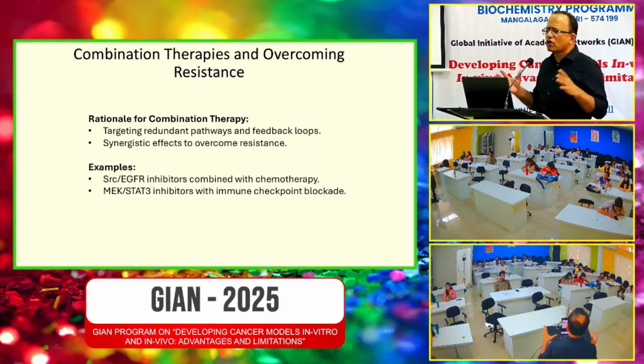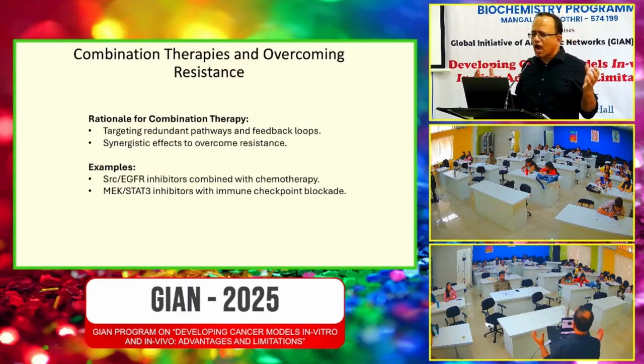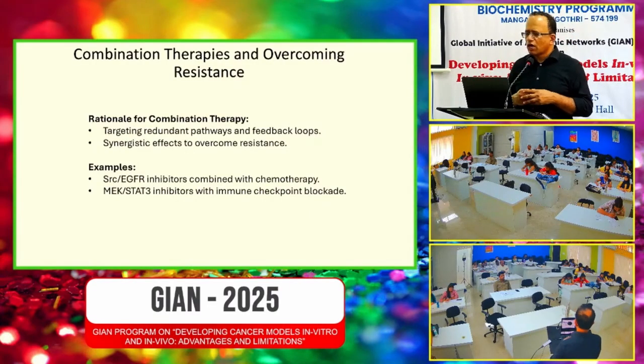When it comes to combination therapy, when you want to add drugs together and overcome therapeutic resistance, say for example, I showed you the example of the SRC EGFR inhibitor. How did I do it? On the MEK STAT3 inhibitor, how did I do it with adding the immunotherapy or immune checkpoint? These are some of the examples I just showed you.